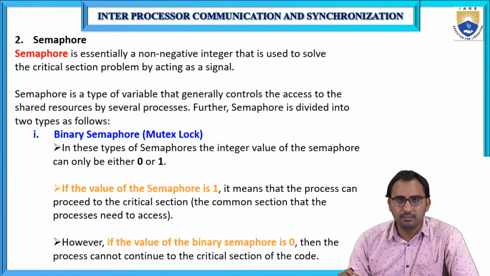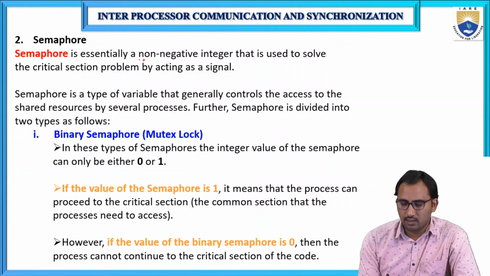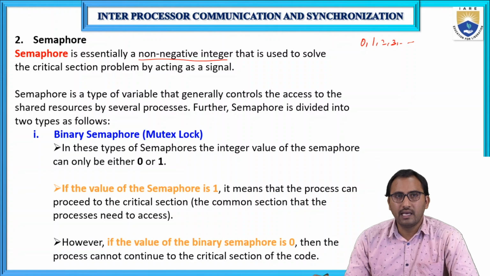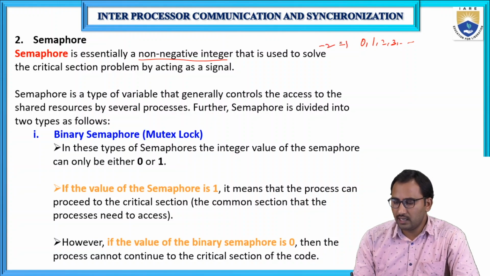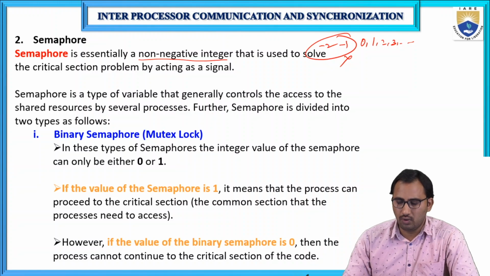And coming to the second type of method to provide synchronization, the semaphore. A semaphore is a non-negative integer. That means the semaphore contains some positive integer like 1, 2, 3 and so on. That includes 0, but it doesn't have any negative values. It contains only 0 and its positive values 1, 2, 3, 4 and so on.